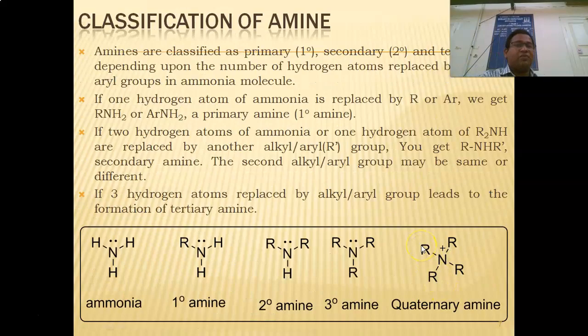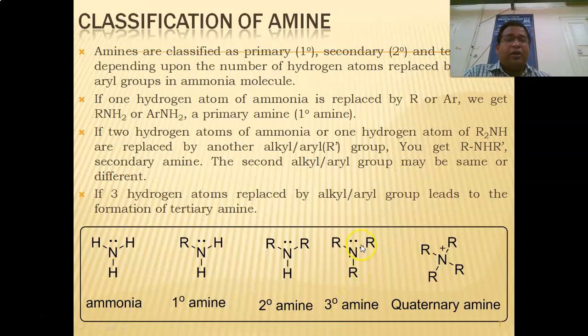Now coming to the classification of amines. We discussed the classification slightly in the previous slide, and we go into detail in this slide. Amines are classified into three classes: primary amine, secondary amine, and tertiary amine. All these amines are derived from ammonia, where one, two, or three hydrogens are replaced with alkyl groups. On that basis, they are classified into primary, secondary, and tertiary amines.